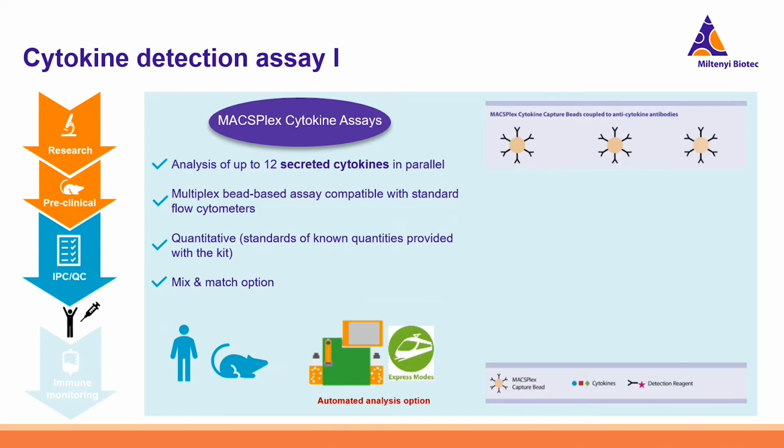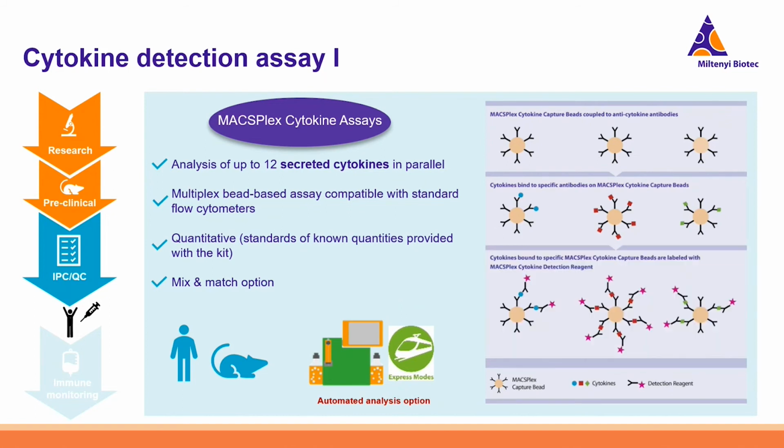So let's take a brief look at how this assay works. As you can see here, the beads are coupled to anti-cytokine antibodies, and the cytokines are bound by these specific antibodies, and then they are labeled with APC conjugate antibodies for quantification.